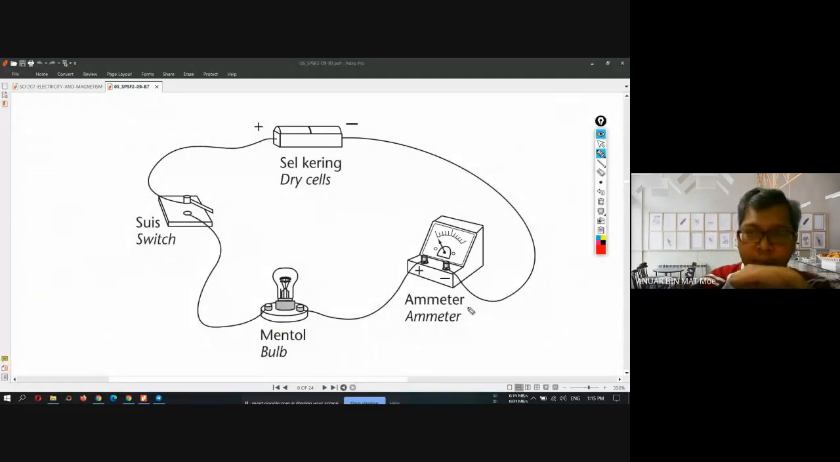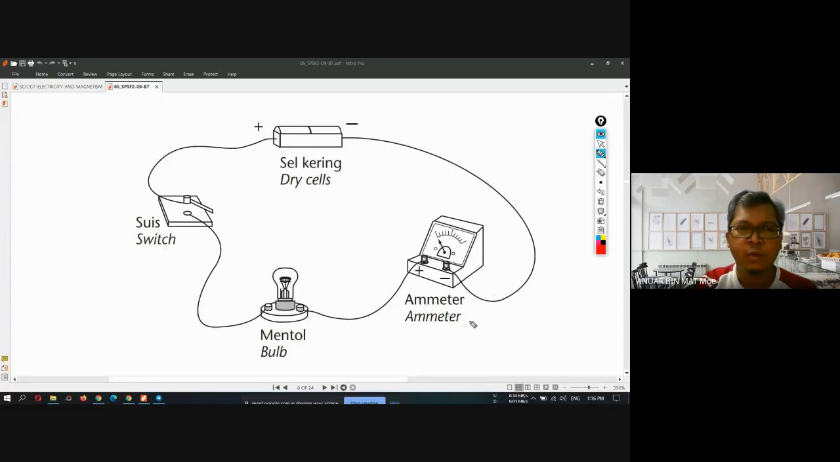Just remember, this is the setup if you want to measure the current of an electrical circuit. Make sure the battery, the dry cell over here, consists of positive and negative charges. And if we want to know the amount of current in the circuit, we need to use an ammeter.